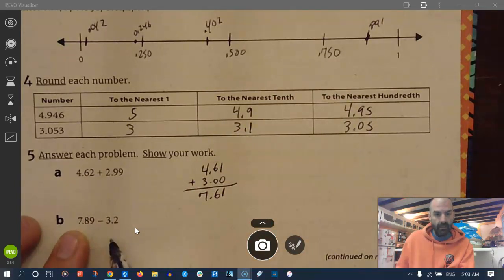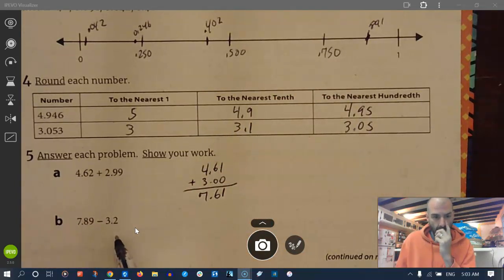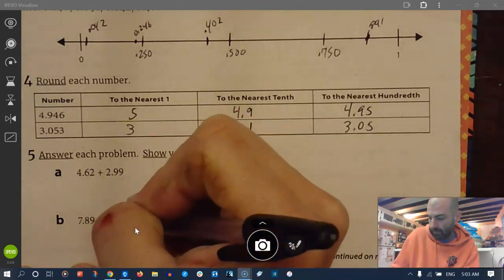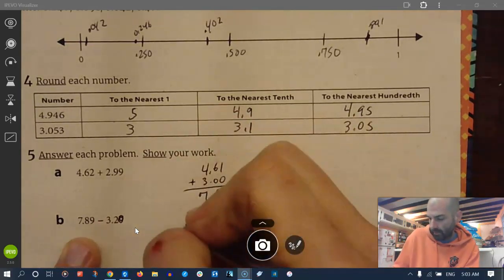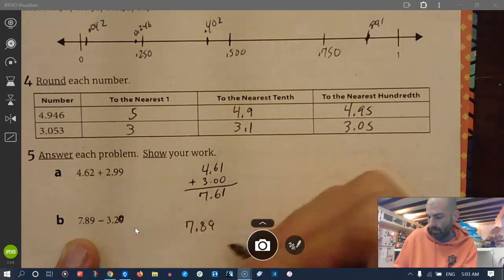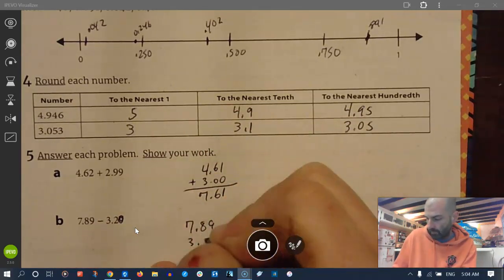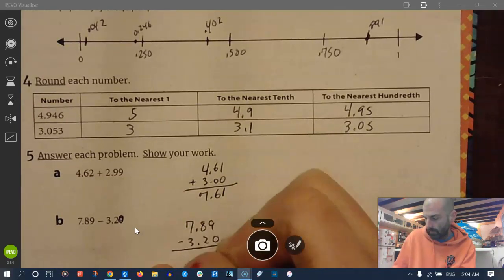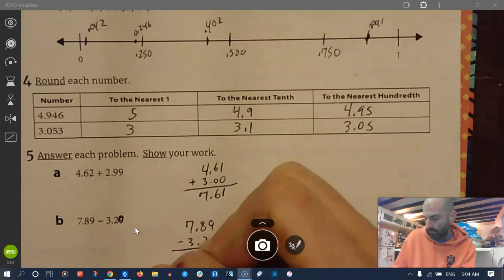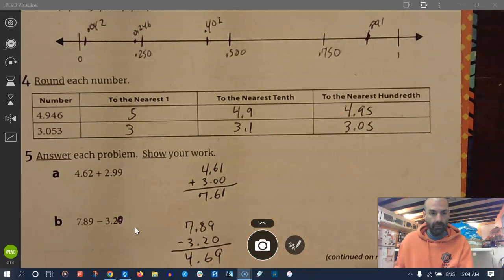Again, we have 7 and 89 hundredths minus 3 and 20 hundredths. Remember, there is that 0 here. We can show that. I don't really see anything too challenging here, so I'm just going to keep it as is and do the algorithm there.